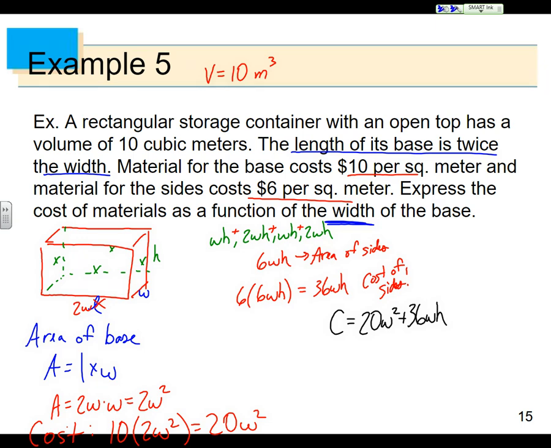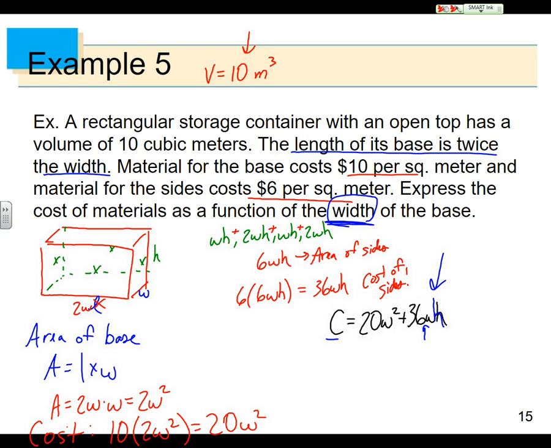Now we're close. The problem is we have an h in here. If it's a function, we're only allowed to have the dependent on this side and then the w on this side. This h right here, it doesn't want the h in there because it just wants the width. Okay? So I'm going to play with that a little bit. I haven't used one piece of information on here. I haven't used the fact that the volume is 10.